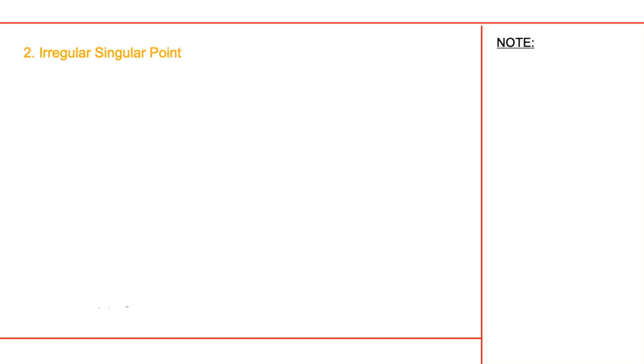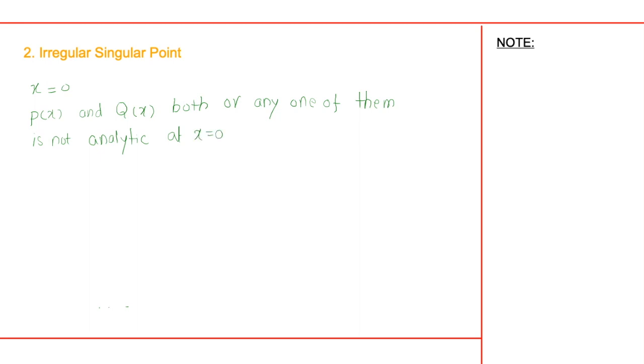Irregular singular point. The singular point x equal to 0 is an irregular singular point if p of x and q of x, both or any one of them, is not analytic at x equal to 0. Then this x equal to 0 will be known as an irregular singular point.